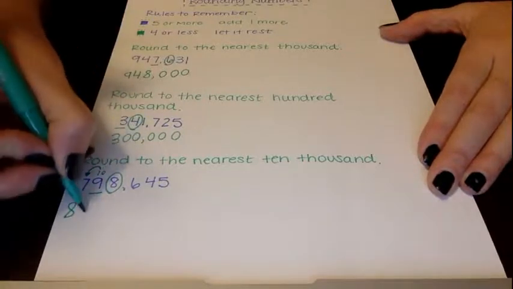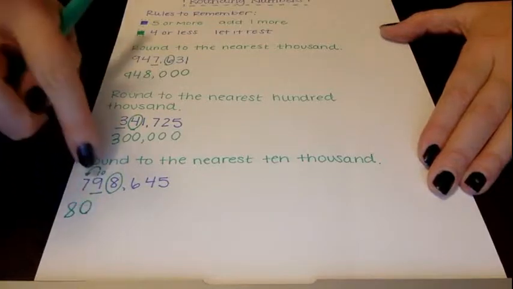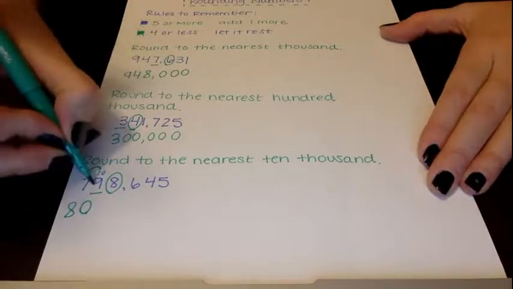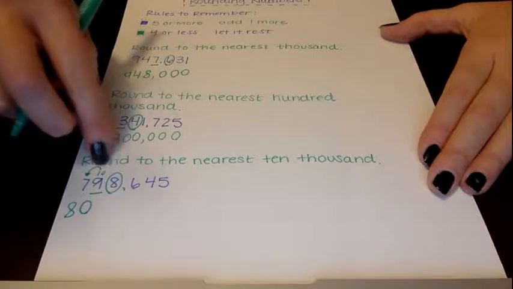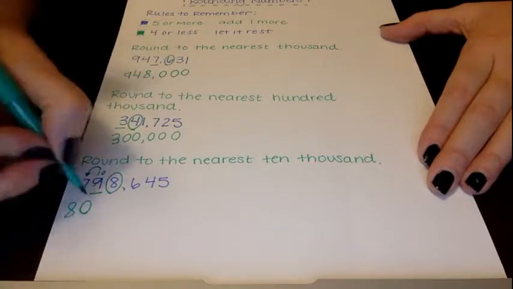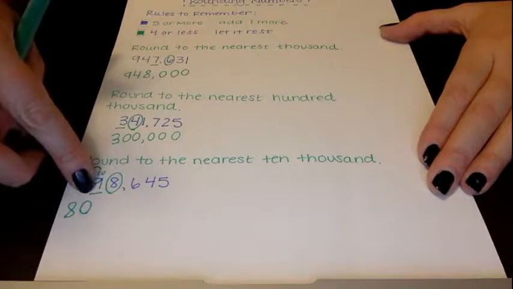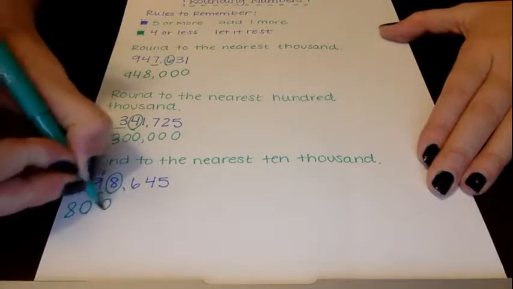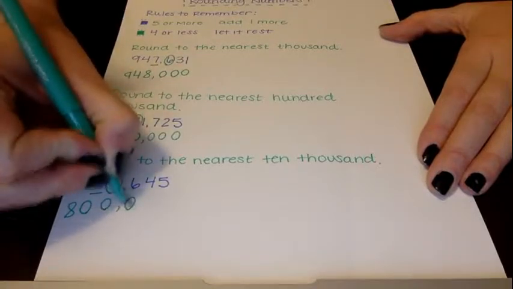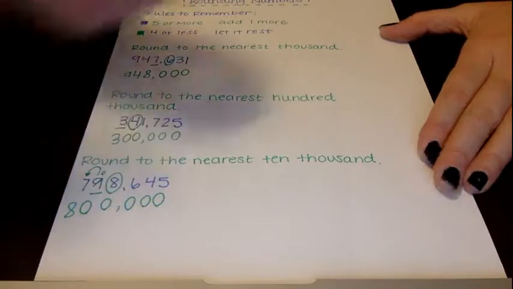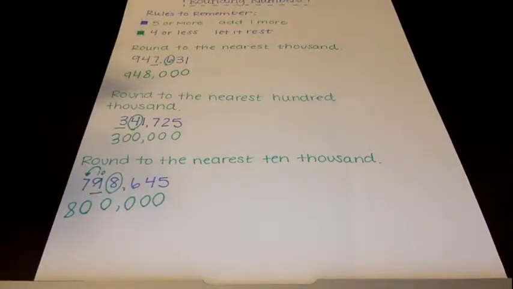This 0 I'm going to bring on down because I've changed my 9 to a 10. So my 9 is really gone. All I have left is a 0 because I brought my 1 over to my 7. Everything to the right of the underlined digit always becomes a 0. So I'm going to fill those in. And my final answer is 800,000. And that's it. That's how you round.